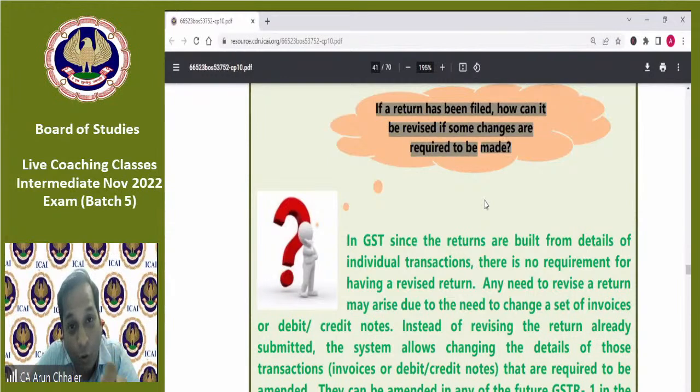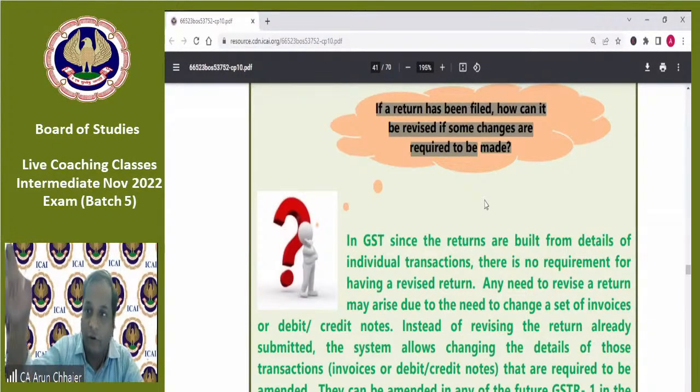Suppose in the June GSTR 3B, either quarterly or monthly, there is 100% liability being paid through ITC. Either nil liability or 100% ITC being utilized. No portion has been paid in cash, no portion has been paid by utilizing the cash.